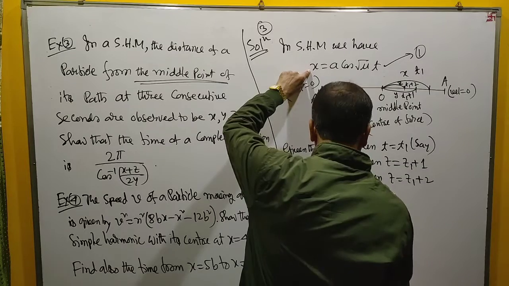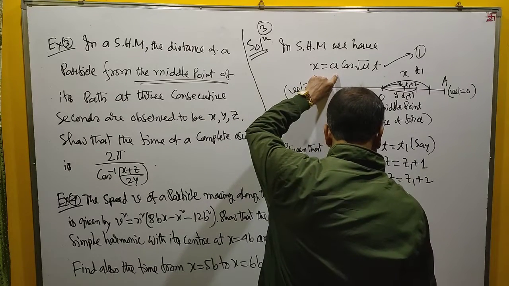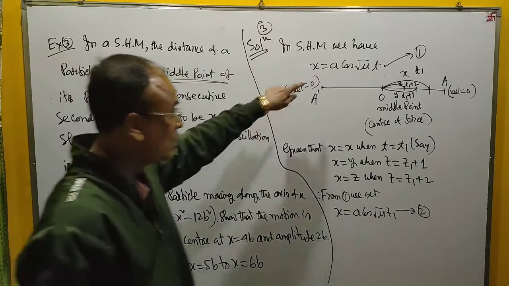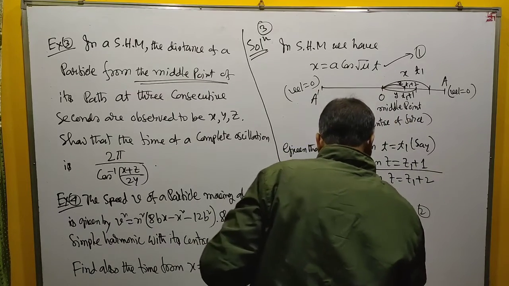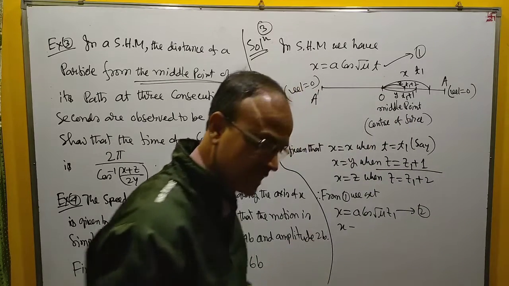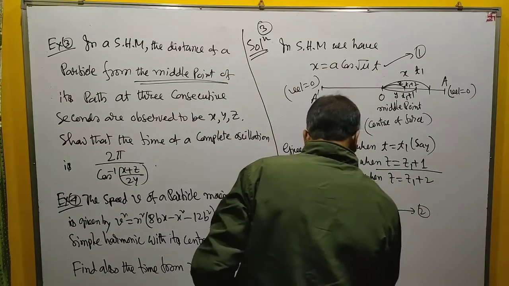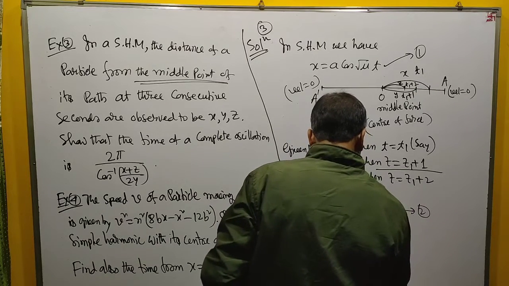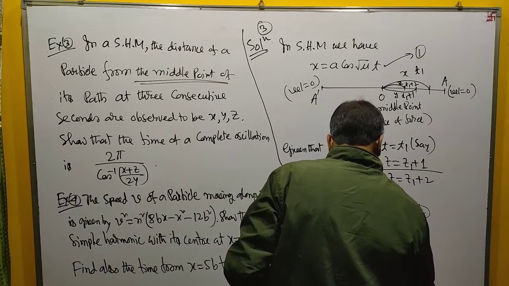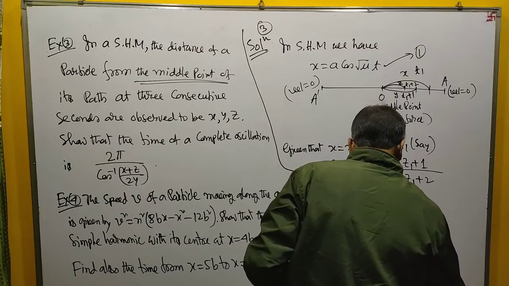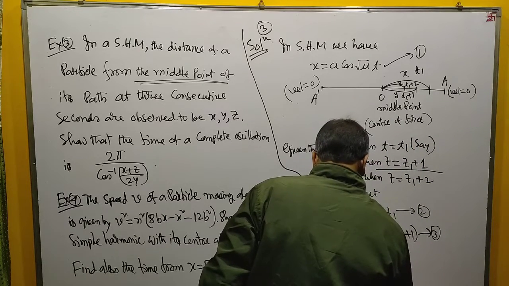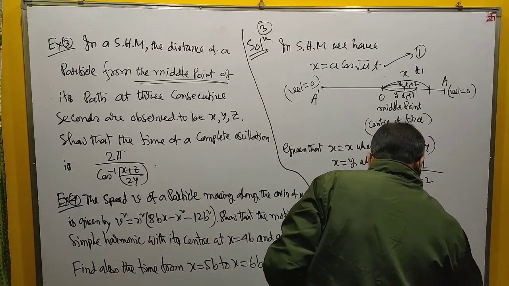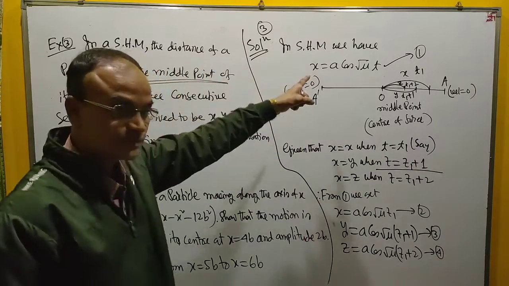Therefore, from 1 we get, x equal to a cos root mu t1. Suppose this is number 2. When the time is t1 plus 1, x equal to y, so y equal to a cos root mu t1 plus 1. And z equals a cos root mu t1 plus 2. Here a is the amplitude of the motion.